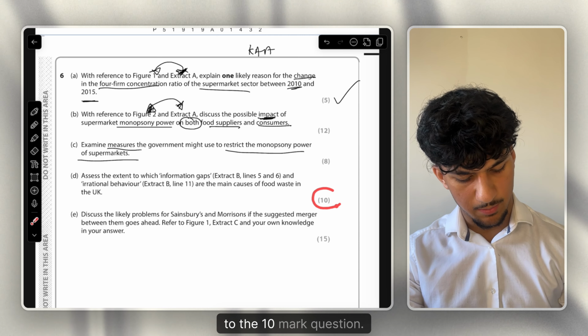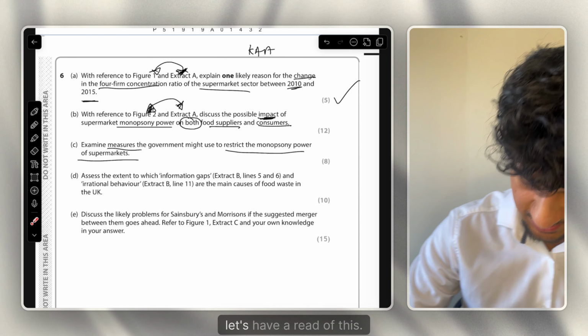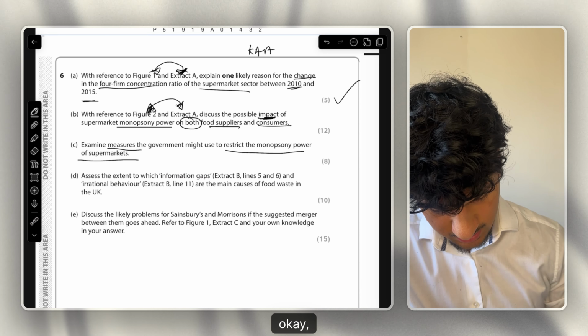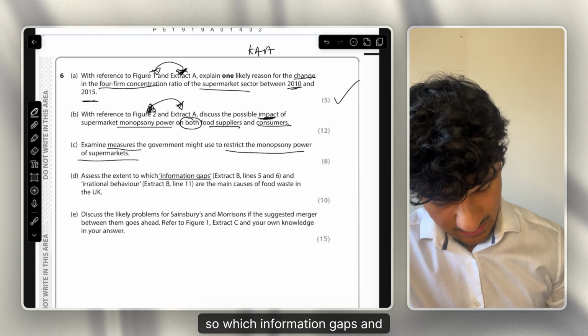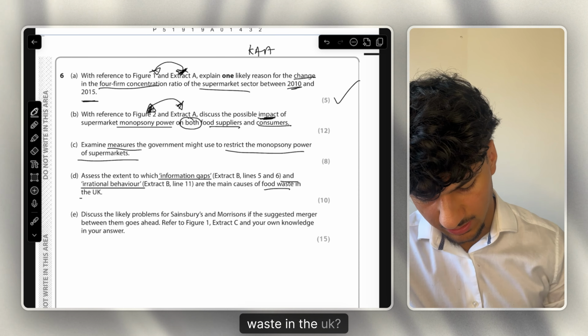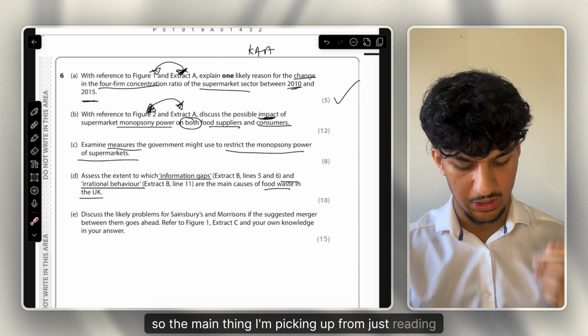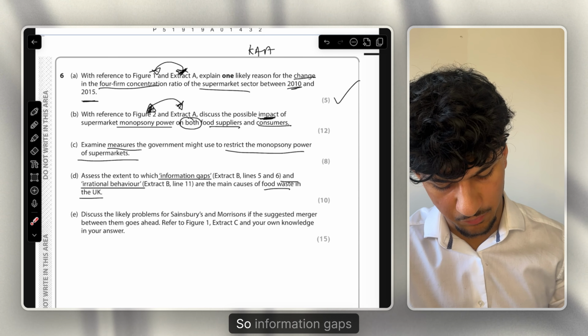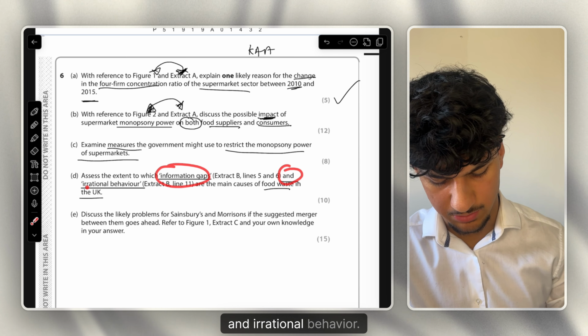Moving on to the 10-mark question, so 6D. Let's have a read of this. Assess the extent to which information gaps and irrational behaviour are the main causes of food waste in the UK. So the main thing I'm picking up from just reading the question, just exam technique, is that it's asking me about two separate things. So information gaps and irrational behaviour.